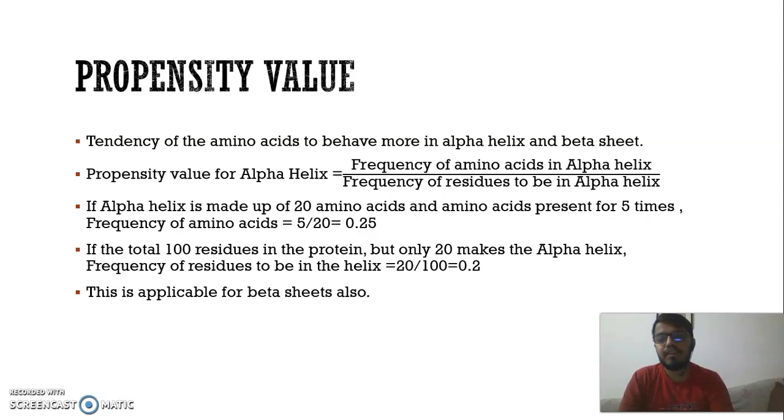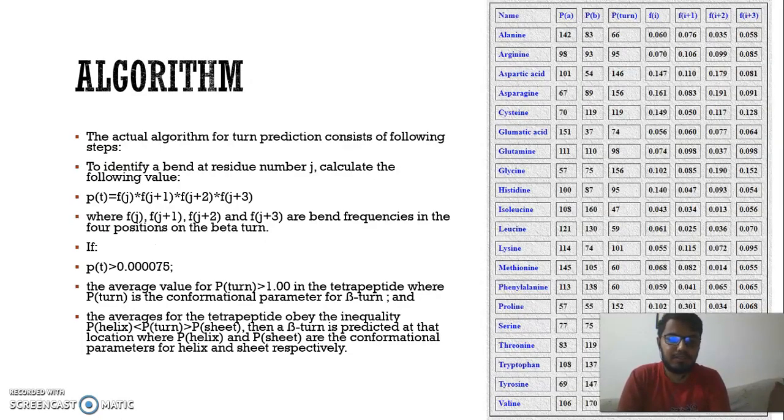Then the alpha helix is made up of 20 amino acids, as we know, and let us assume that a particular amino acid is present 5 times. The frequency of amino acid in that particular alpha helix will be 5 of 20, which is 0.25. If the total residues in the protein is 100, and only 20 amino acids out of the 100 are making alpha helix, then the frequency of residue in helix is 20 upon 100, that is 0.2. The same is applicable to beta sheets.